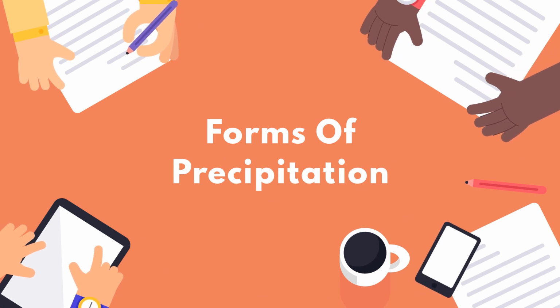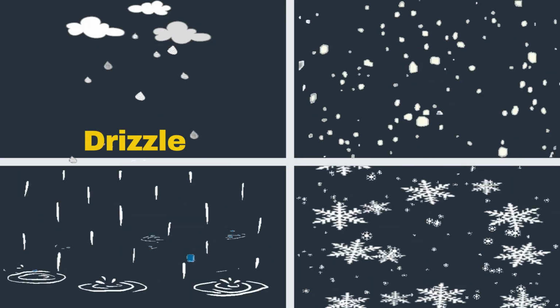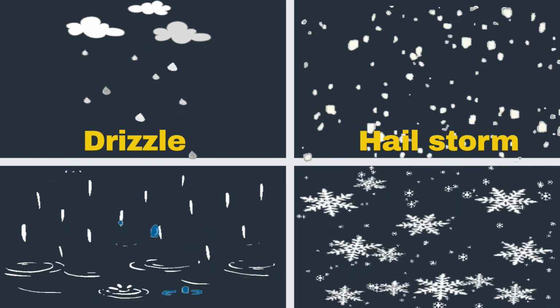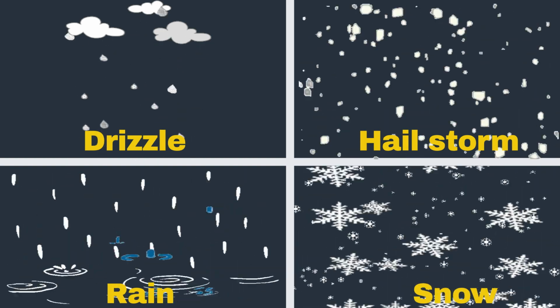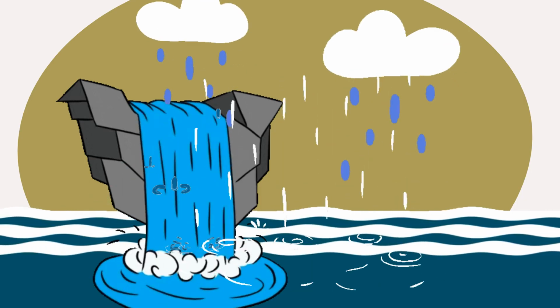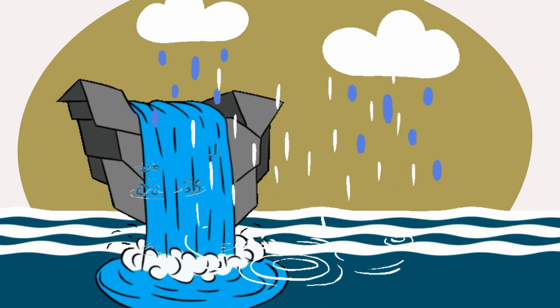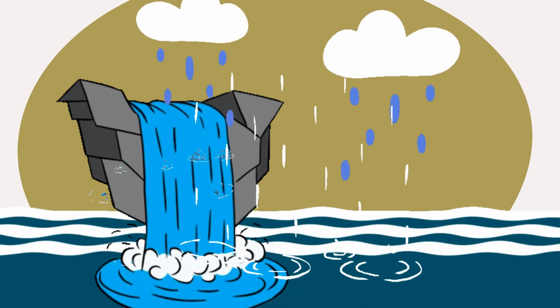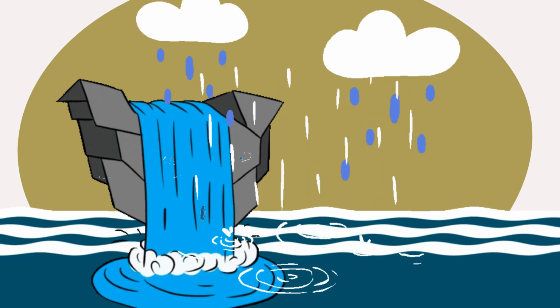Precipitation occurs in different forms depending on the temperature within the cloud and the Earth's surface. They may fall as drizzle, hailstorm, rainfall, or snowfall. The water falling back on the Earth's surface in the form of rain, hail, or snow is collected by various water bodies like oceans, seas, rivers, ponds, lakes, and also absorbed by the ground as underground water.